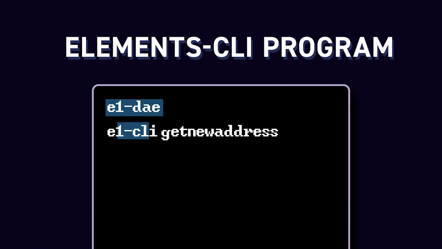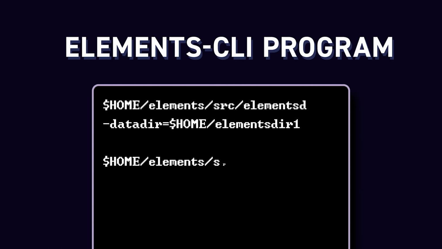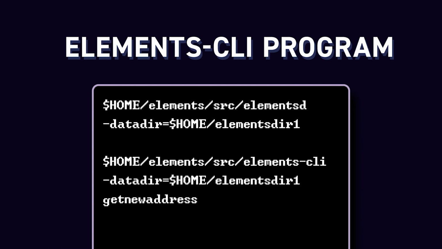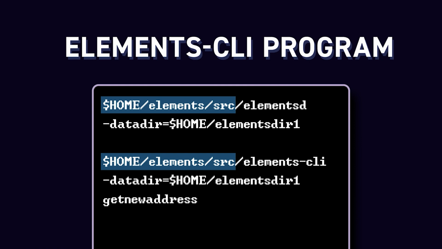The E1-DAE and E1-CLI will actually be substituted when the command is executed, and the command that will be run will be similar to. What we see above is a call to start the Elements daemon and a call to the Elements CLI programs, located in the home/elements/src directory, and a value for the datadir parameter.